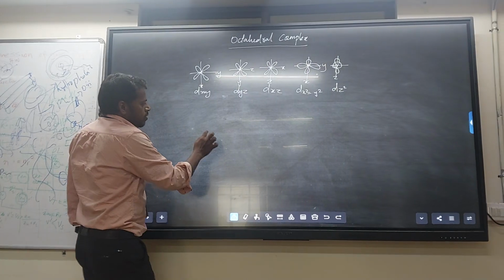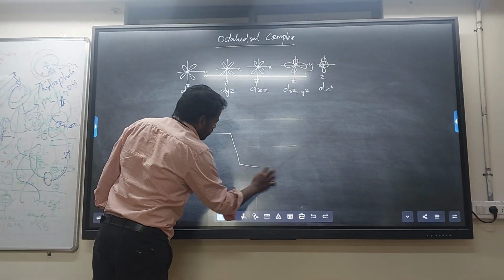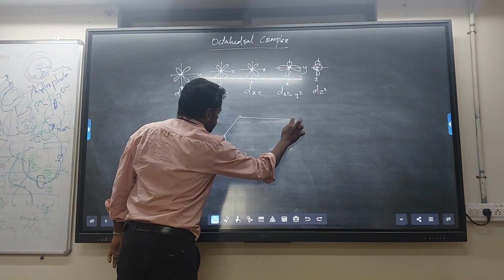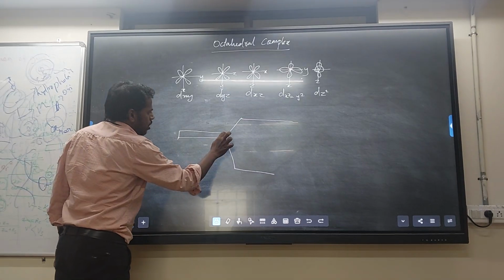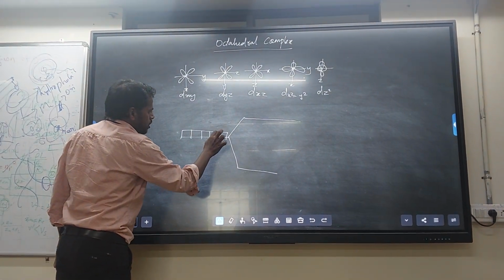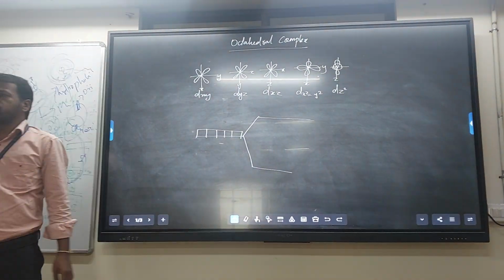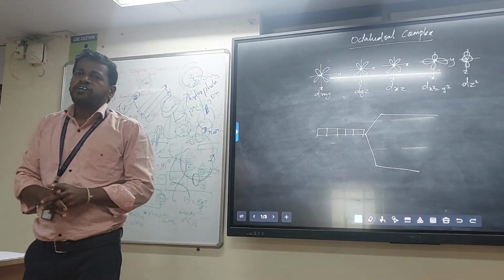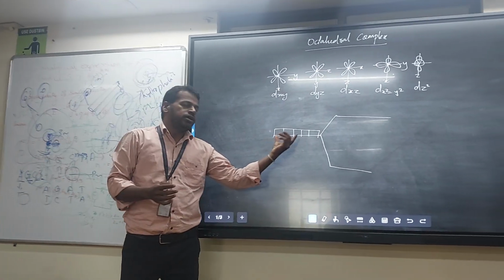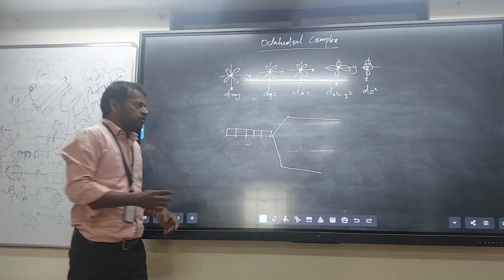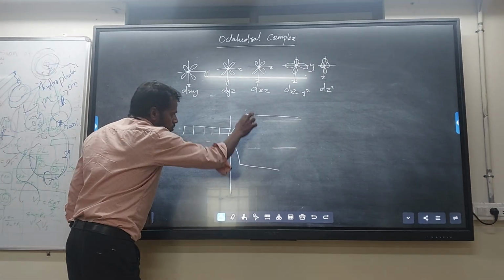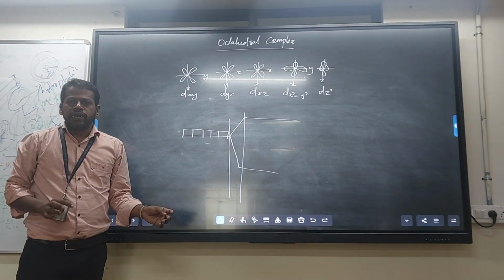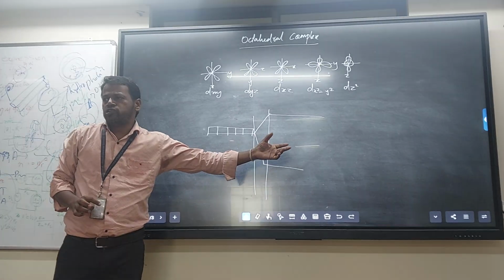Look at here. First, the d orbitals. All 5 d orbitals have the same energy. That state we can call degeneracy. Degeneracy means all the d orbitals have the same energy. This is before the approach of the ligand, and this is after the approach of the ligand.